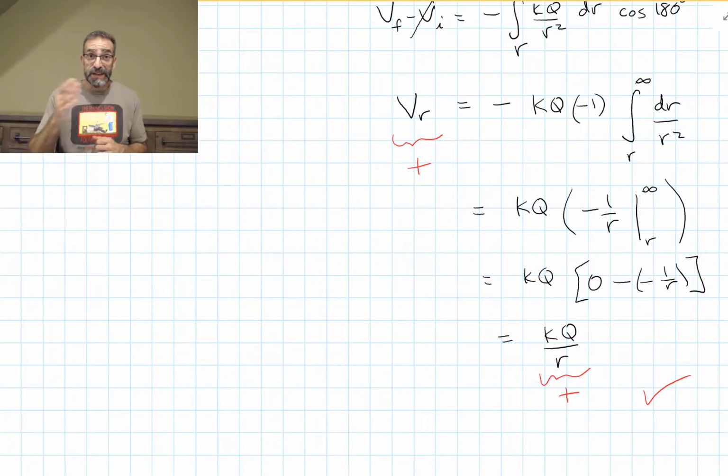Now we have to figure out what happens where the electric field changes. It changes at the surface of the sphere, and as we move in from there, we have a different electric field, so we have to do a different integral to find the potential there.